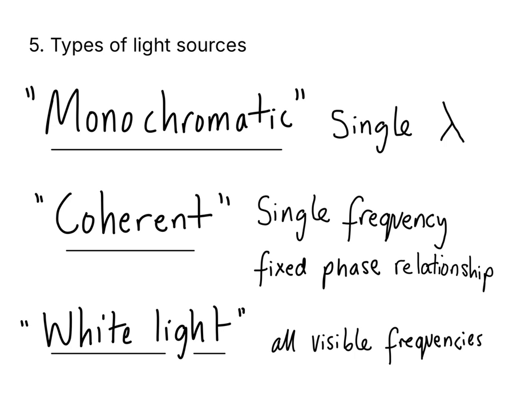Finally, a few definitions to keep straight, because questions test the exact wording. Monochromatic light is a single wavelength. A laser is the classic example. Coherent light has constant phase relationship between its waves. And white light is a mixture of all the visible wavelengths together. These aren't interchangeable, so use the precise term the question's after.